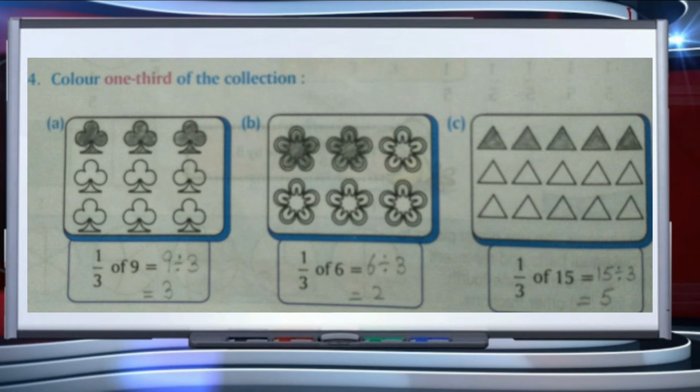Next is 1/3 of 6. 6 divided by 3 is equal to 2. That means we have to color only 2 flowers out of 6 flowers. Next is 1/3 of 15. 1/3 of 15 means 15 divided by 3. It will become 5. So we have to color only 5 triangles in this.